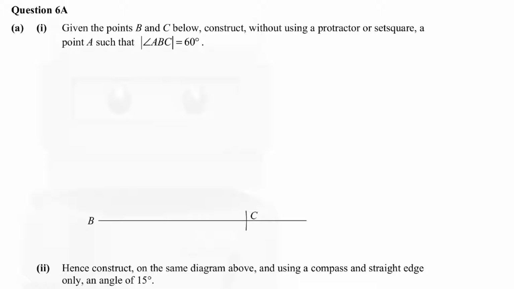So question 6A, so this was the part A. Given the points B and C below, construct, without using a protractor or a set square, a point A such that ABC is equal to 60 degrees. Now, obviously on the computer I'm going to find it very difficult to do any kind of construction, so I have just layered in things.